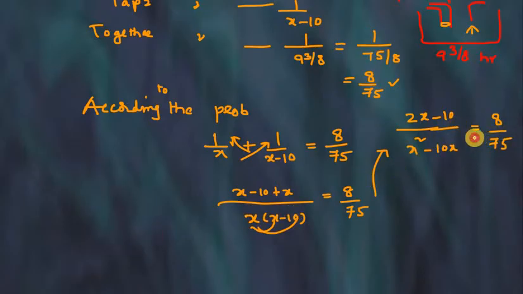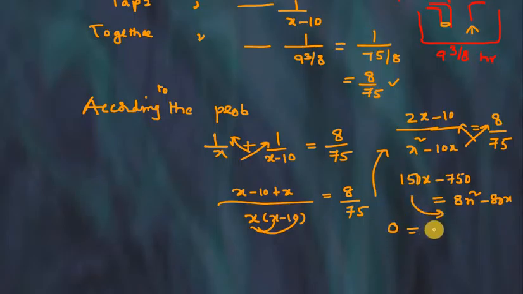So further cross multiply it. 75 2s are 150x minus 750 is equal to 8 into x square, 8x square, and 8 into 10, 80x. If all these terms I take to that side, we are getting 0 is equal to 8x square minus 230x. 150 becomes minus 150, 150 and 80, 230.